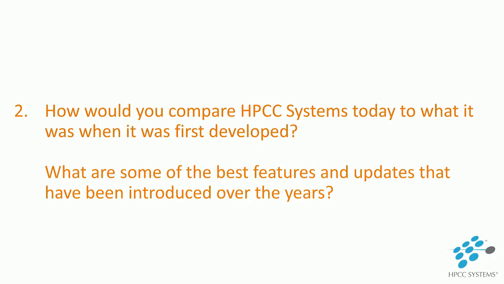A second feature. I'm trying to think. I should have read these questions before I came on, shouldn't I? Child queries, I suppose, in Thor is pretty significant. Oh yeah, that is, yes. Indexes is pretty significant. I mean, in the early days, ECL didn't support indexes. It didn't support child queries at all. So those are both new.